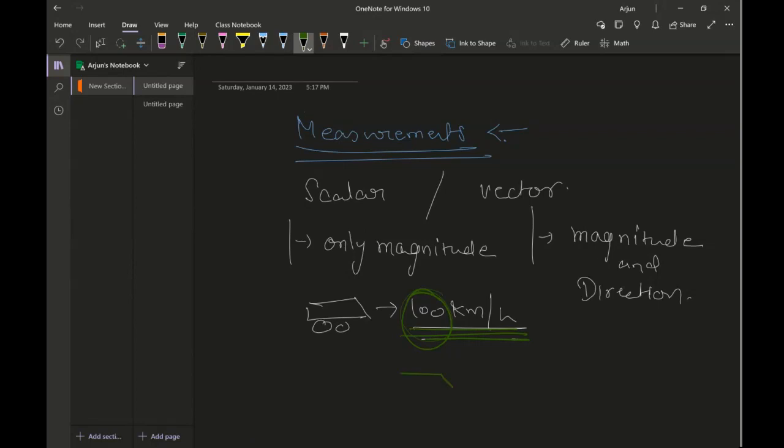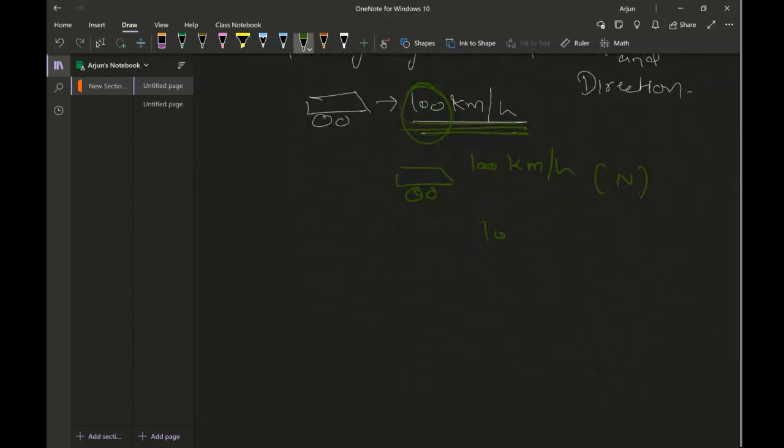If I say a car is moving at 100 kilometers per hour in north direction, or maybe in south direction, or west direction, or east direction, or maybe northwest, north and northeast direction. It can be any direction. Means if I'm specifying any direction with the magnitude, then that becomes a vector quantity.